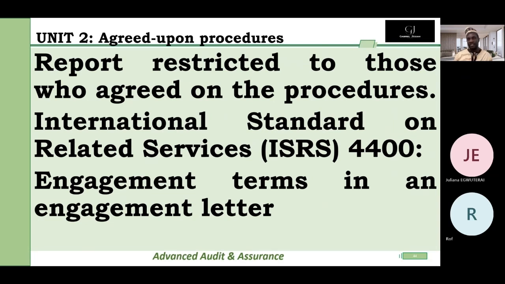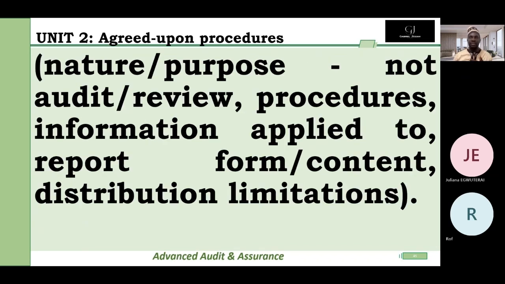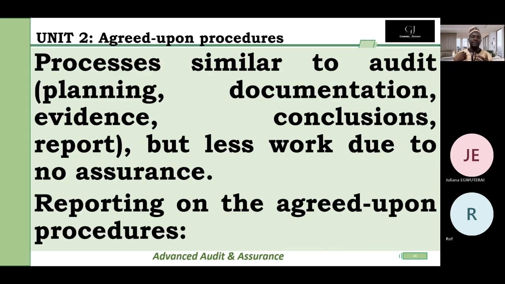So the engagement terms are generally in the engagement letter as with a normal audit or audit-related service. There must be an engagement letter that stipulates what the client is to do and what the auditor is to do, and the nature and the purpose, whether it's audit, whether it's review, whether it's procedure, whether it's information applied to whatever agreed upon procedure it is. It must be documented in the engagement letter, along with the kind of report to prepare, what it's limited to, and the distribution. The processes are similar to audit planning, documentation, evidence, conclusions, and reporting. It's the same procedure followed, but less work due to no assurance. If you are providing assurance services, you have to go into detail: test of control, detailed review, analytical procedures.